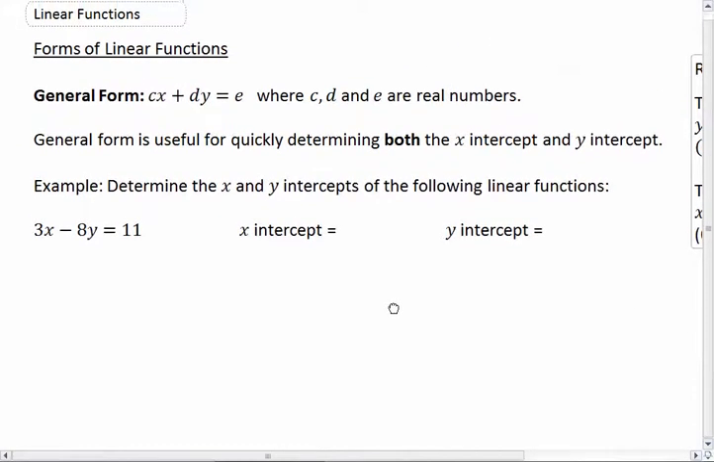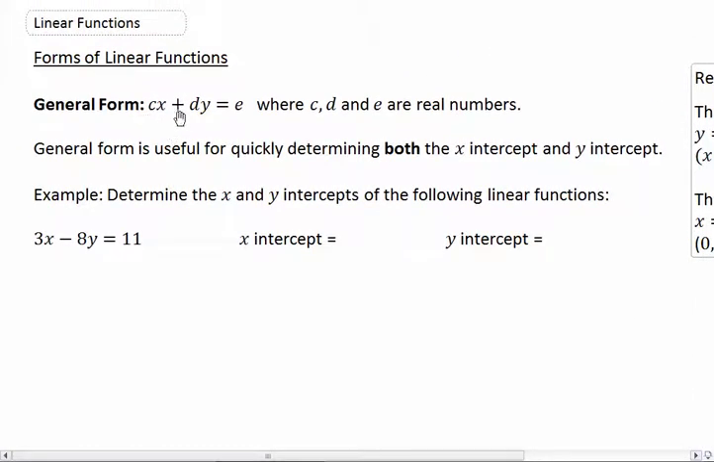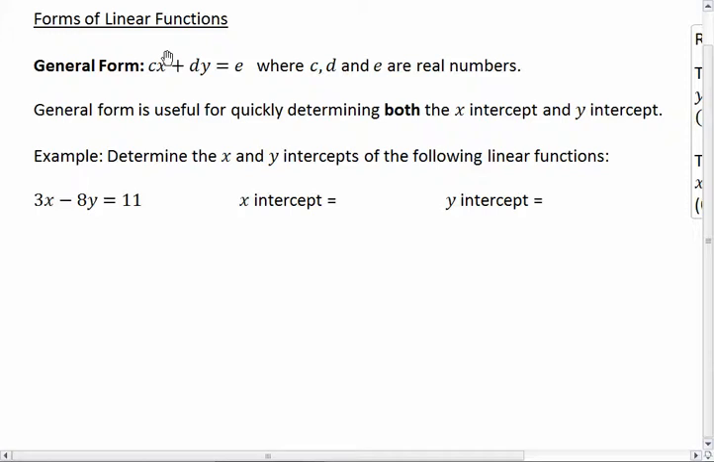The general form of a linear equation is cx plus dy is equal to e, where c, d, and e are just any real numbers. c and d are coefficients, and e is just a constant term. General form is useful for quickly determining both the x and y intercept. We're going to do this by using a table of values. The x-intercept occurs when y is 0, and the y-intercept occurs when x is 0. We're going to use some let statements here, because it's not in function notation form.